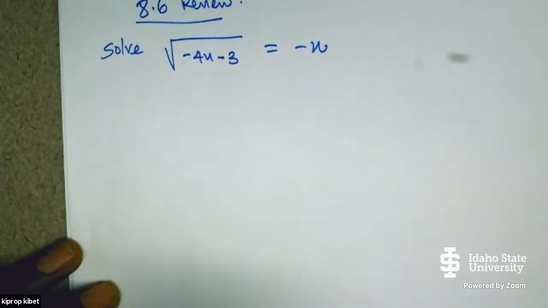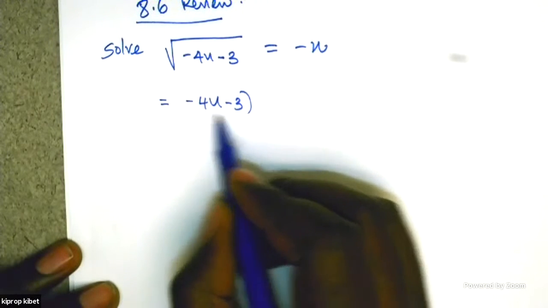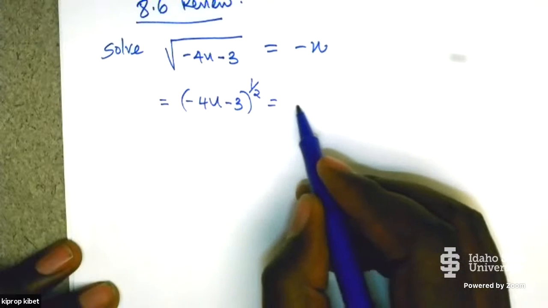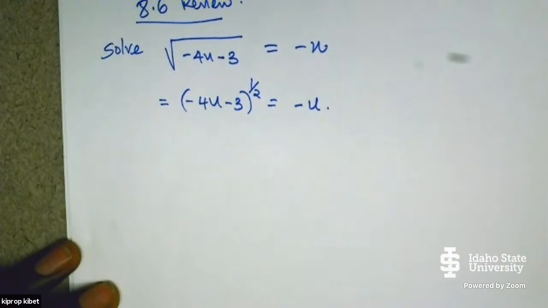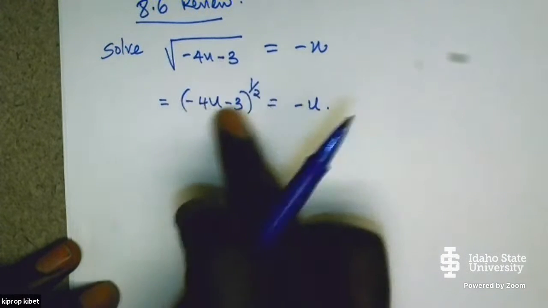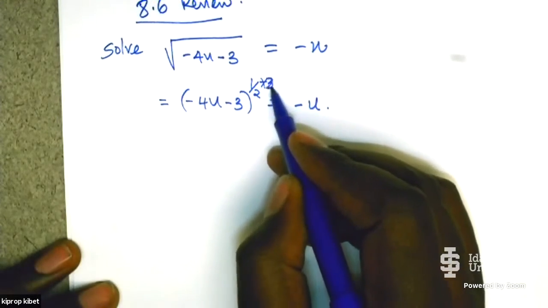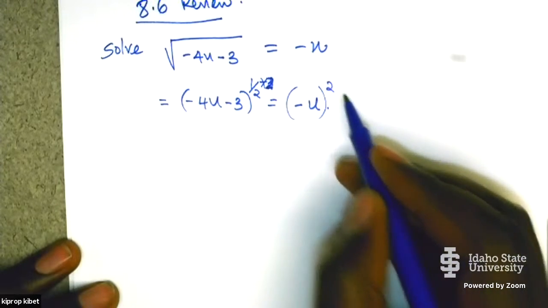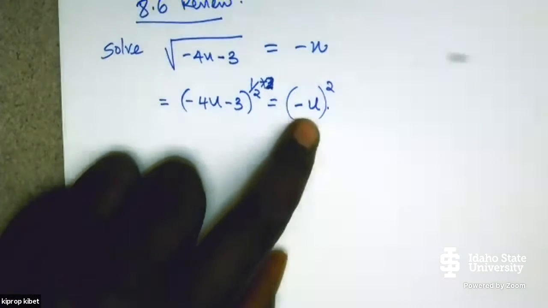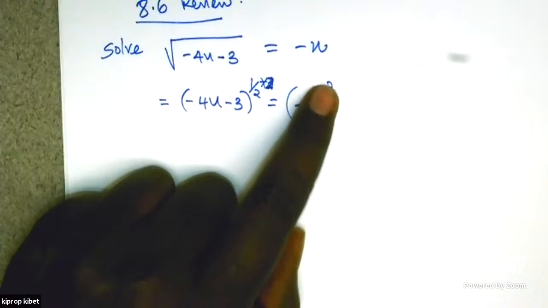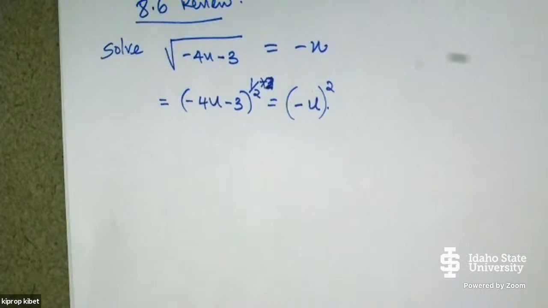So here, this is similar to negative 4u minus 3 raised to 1/2 equals negative u. Then, since we want to remove this radical, we square everywhere. What you do on one side, you do on the other side. Again, remember that you are applying the square to all of it, not only one part, on all of negative u.